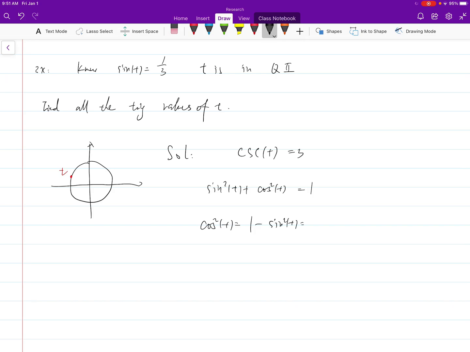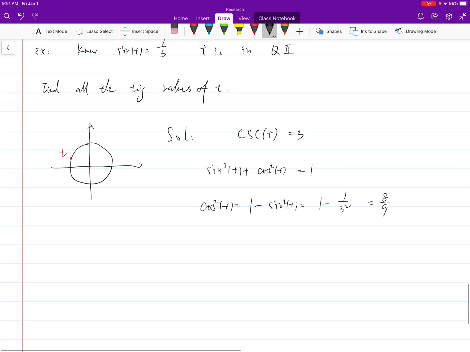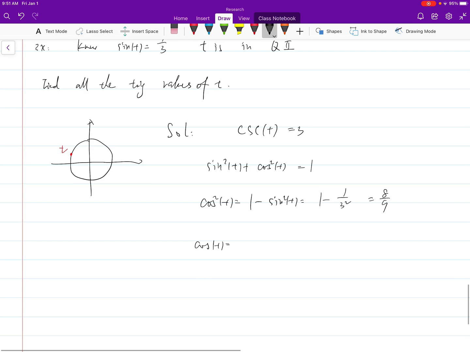Let's just try to see. Cosine squared t equals 1 minus sine squared t, which is 1 minus (1/3) squared, which is 8/9. Therefore, cosine t equals plus or minus square root of 8/9.